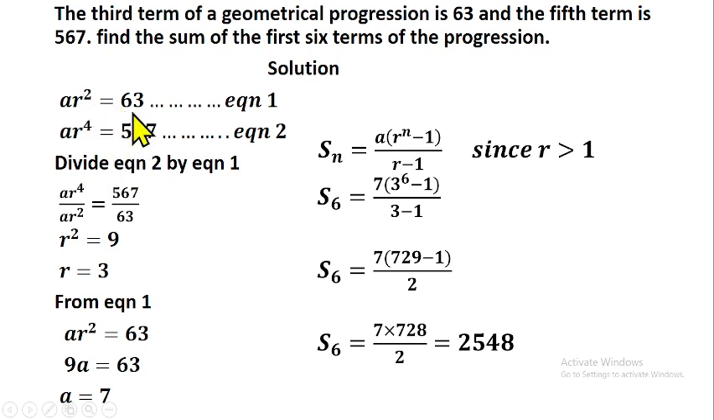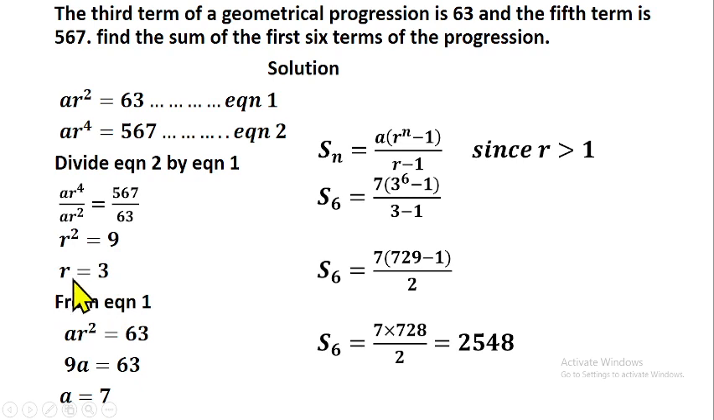By solving this simultaneously, you can divide equation 2 by equation 1. So we have ar raised to power 4 divided by ar raised to power 2 equals 567 divided by 63. We cancel a. r squared goes into r raised to power 4, we are left with r raised to power 2. Then 567 divided by 63 gives us 9. Then you can take the square root of both sides. That means r equals 3. So the constant ratio is 3.